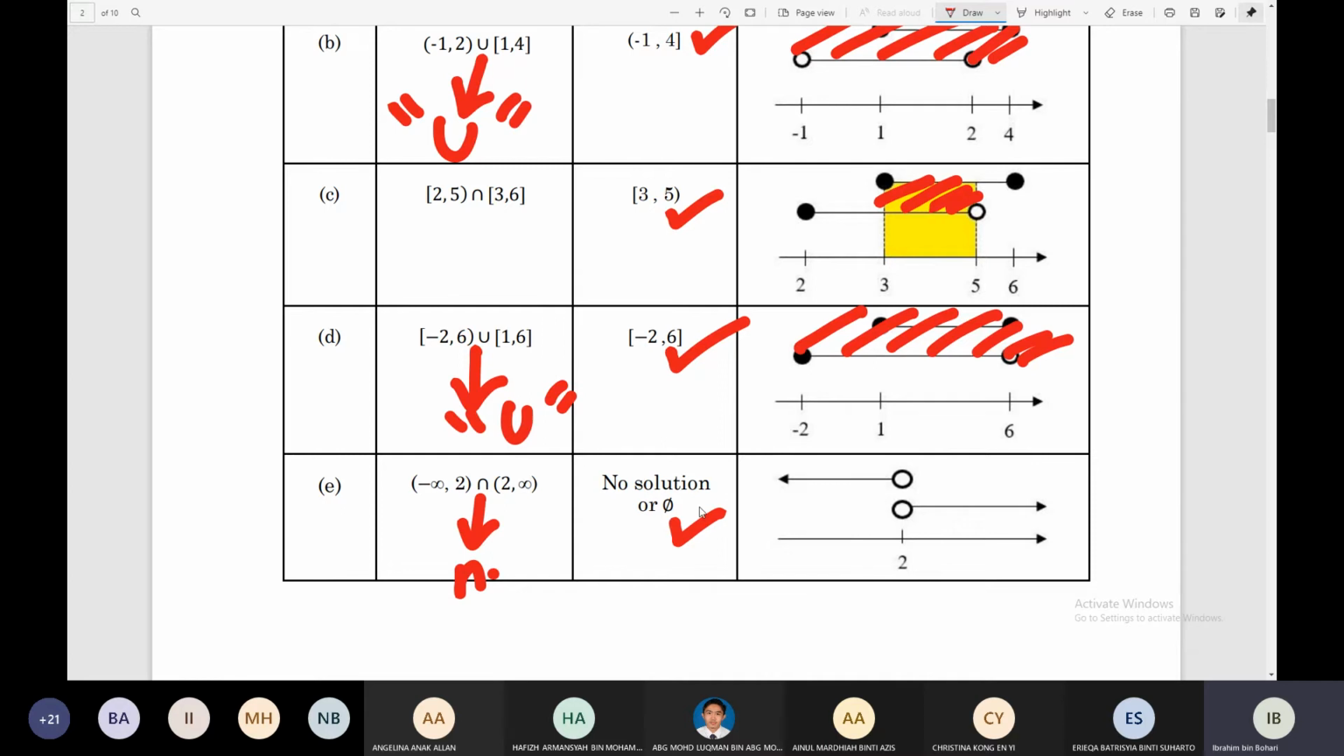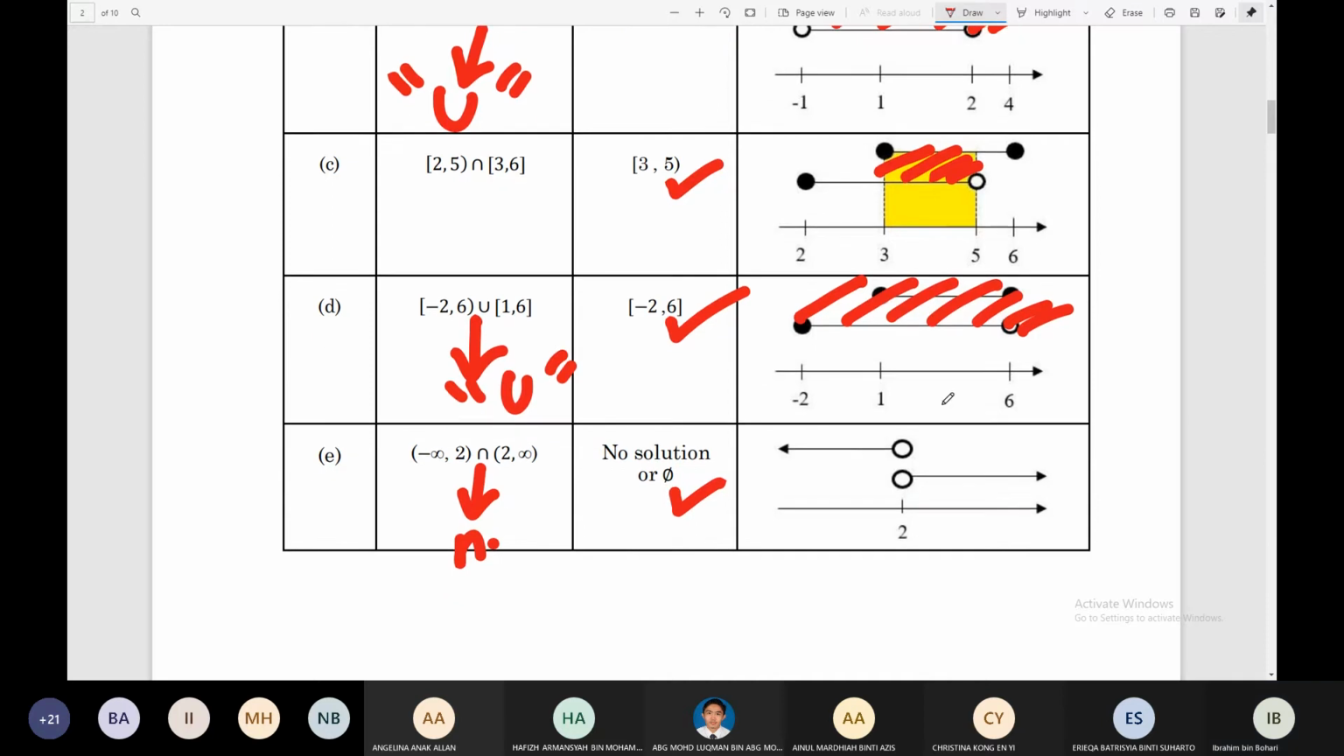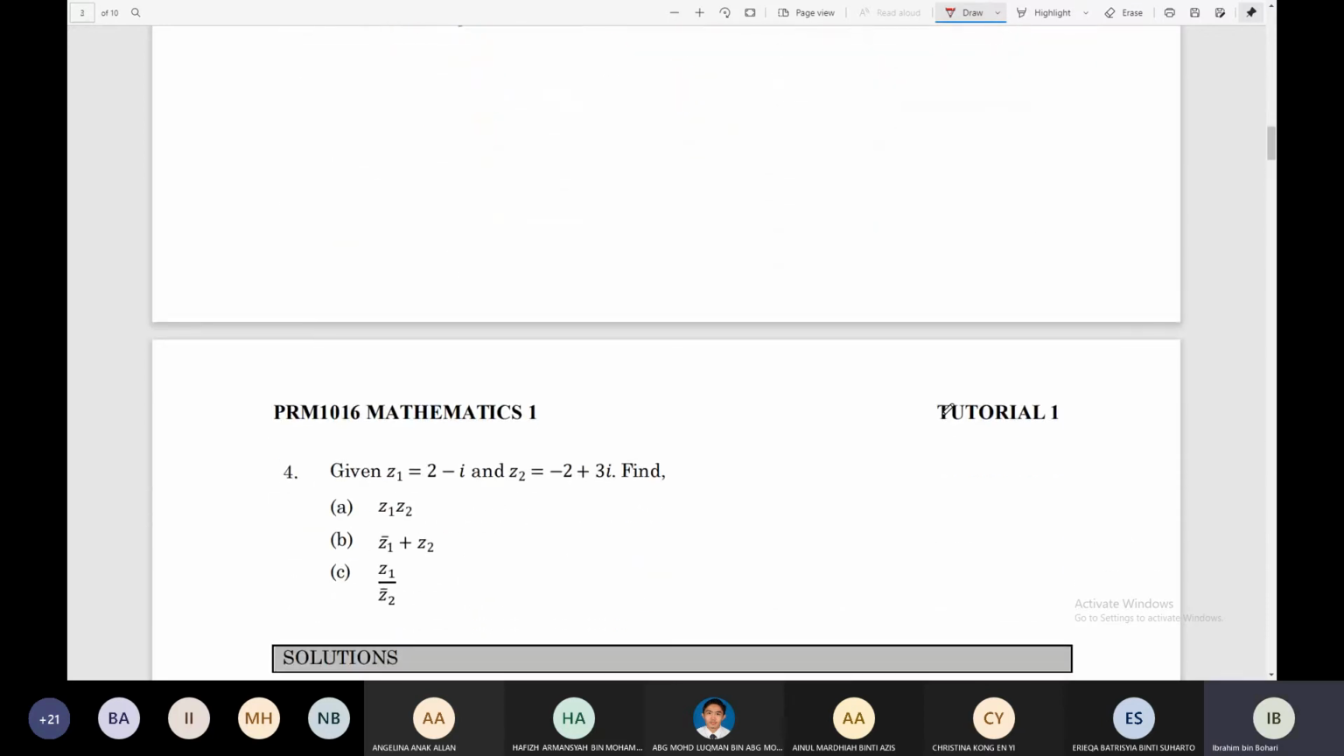Okay, kecuali kalau saya ubah soalan dia: -∞ 2 union 2 to the positive infinity. Kalau macam itu lagi mudah. Kalau unions, so answer you here all the real numbers, -∞ to the positive infinity. Okay, mudah saja. Okay dah, question 4 settle.